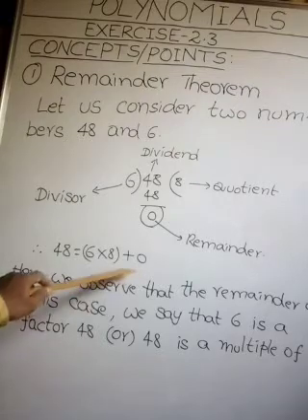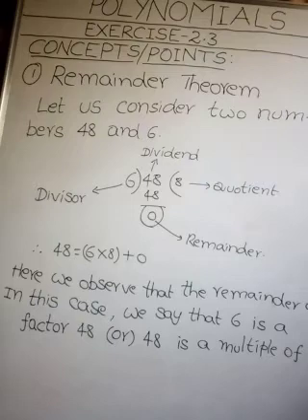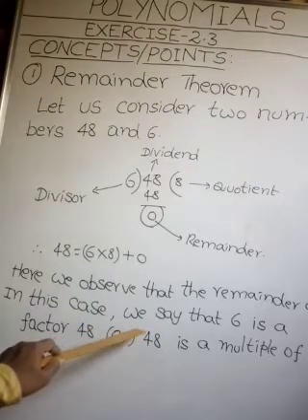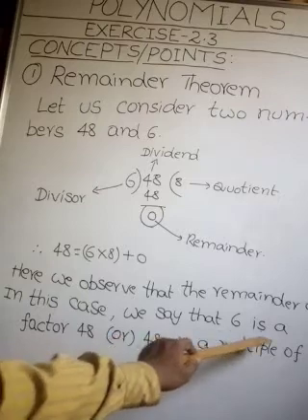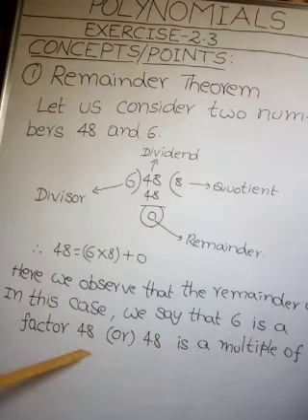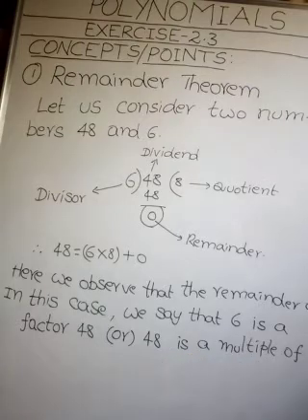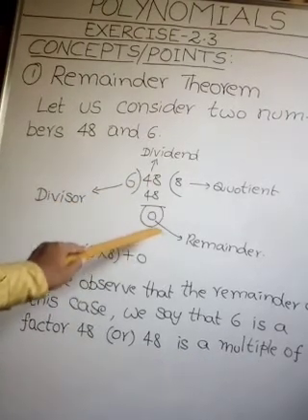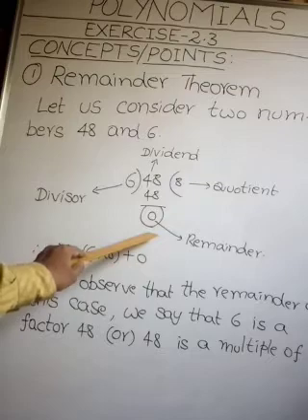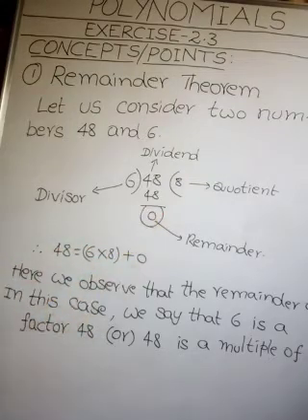If you observe this statement, what is the remainder here? 0. In this case, what do you say? We say that 6 is a factor of 48 or 48 is a multiple of 6, because in this long division we got remainder 0. Understood, my dear children?